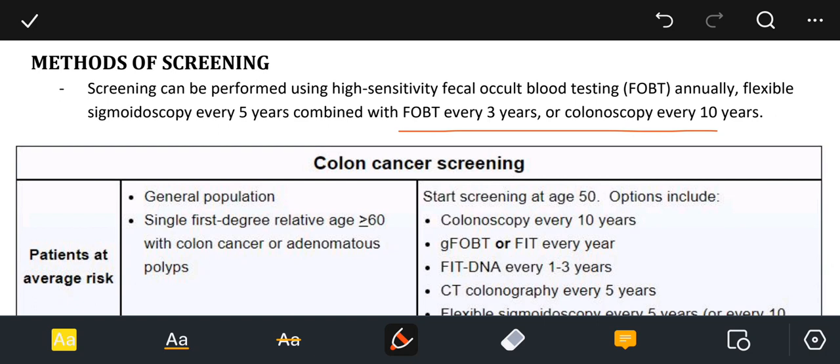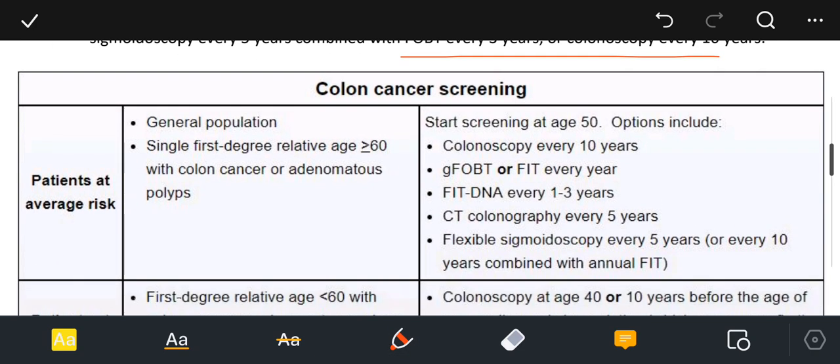Colon cancer screening. Patients at average risk: general population, start screening at age 50. So patients at average risk is the general population. Every person is at general risk of colon cancer, and a single first degree relative at age more than 60 with colon cancer or adenomatous polyps. Start the screening at age 50.